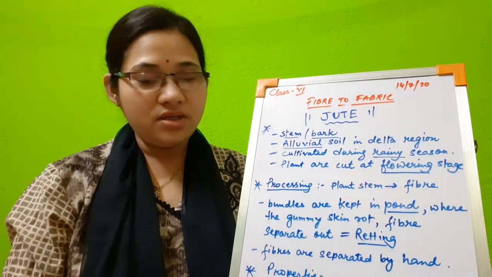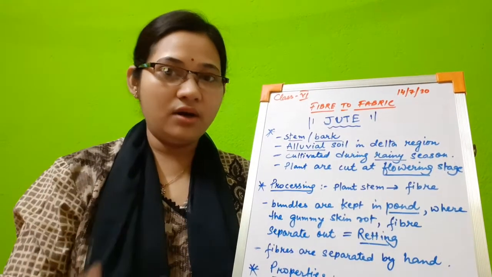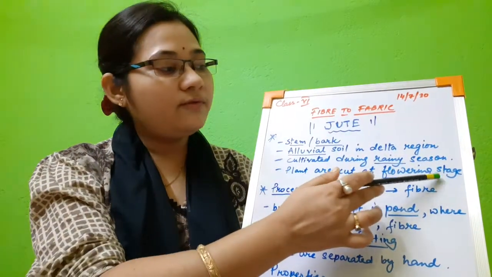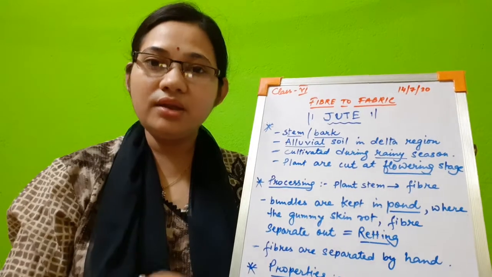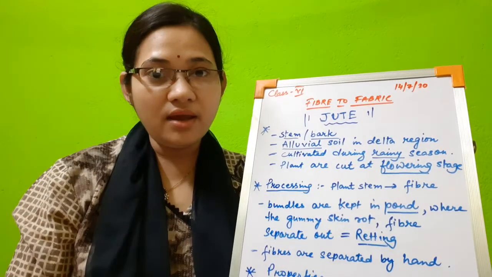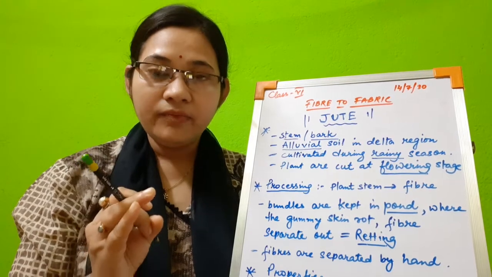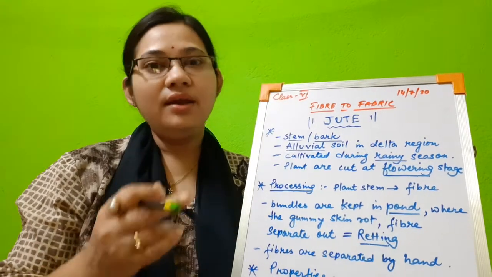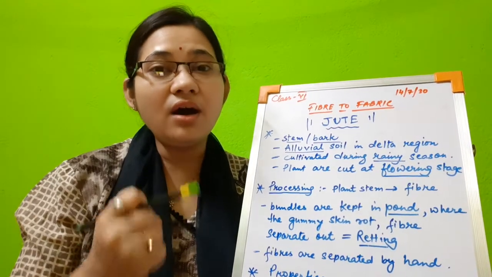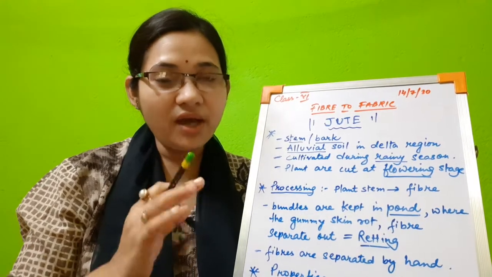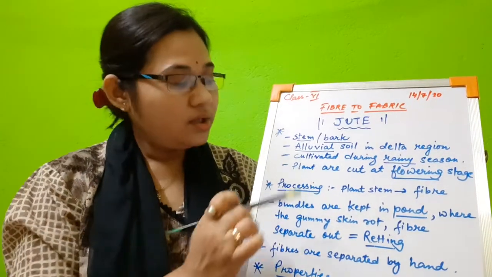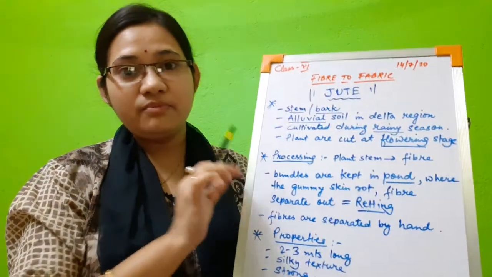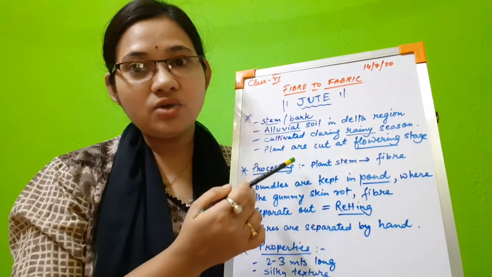After cultivation, when the plants are ready for harvesting, they are cut at the flowering stage. Please remember, why at the flowering stage? Because during this stage the jute plants have the best quality of fiber. If the flowers turn into fruits and we cut the plant at that time, the fiber will be very hard and rough. That kind of quality is not desirable. So the plants are cut during the flowering stage, not the fruiting stage. Before the flowers develop into fruit, they should be cut.